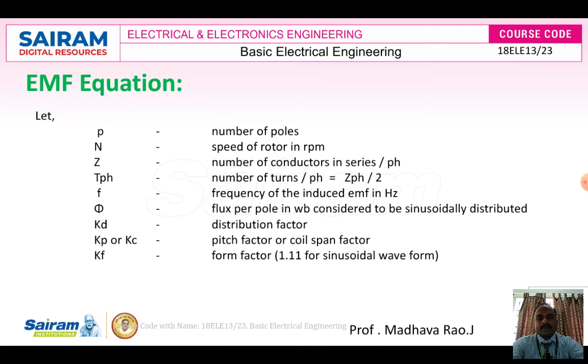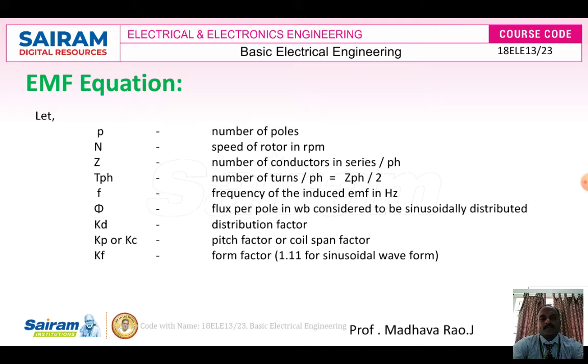Before going to derive the EMF equation, we should assume some notations. P is the number of poles, as we have already seen in DC generators. N is the speed of the rotor in RPM. Z is the number of conductors in series per phase, that is, the number of conductors connected per phase.